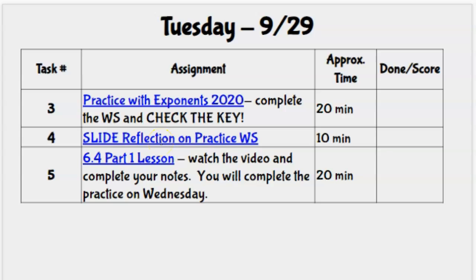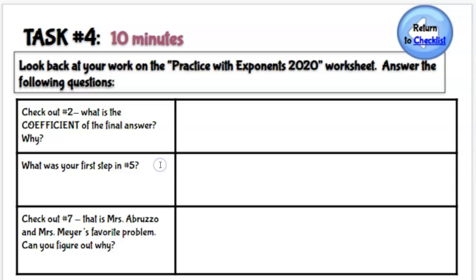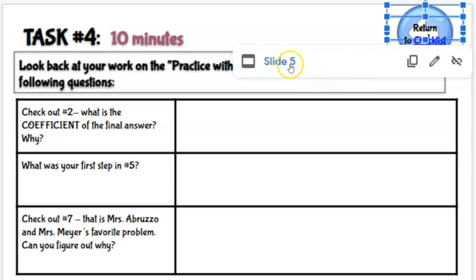So when you click on task 4, it should take you straight to the activity slide. So this is going to be a reflection on the homework you just did on the previous task. I'm asking about very specific questions on that homework page, okay? So that's a new style of activity. We haven't seen that yet.